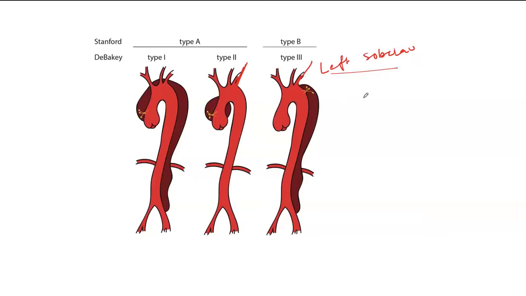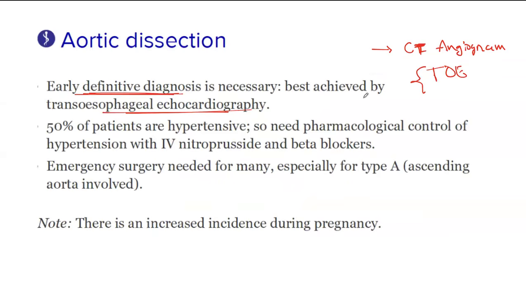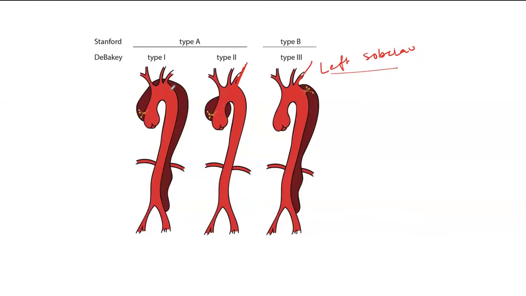Now, the management depends on the type. That's why we discussed that. Type A is the worst, and the mortality rate is very high for type A. So the only option is surgery. If we can, surgical repair by a vascular surgeon and cardiothoracic surgeon, that's the only way. Type B has less mortality.